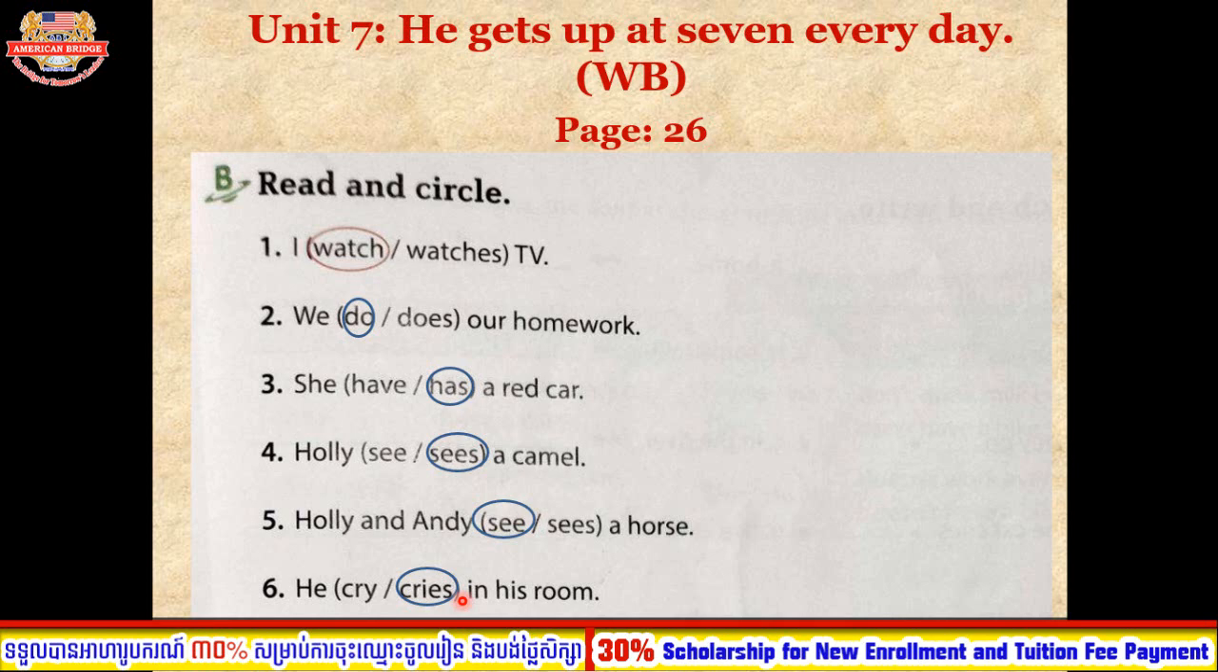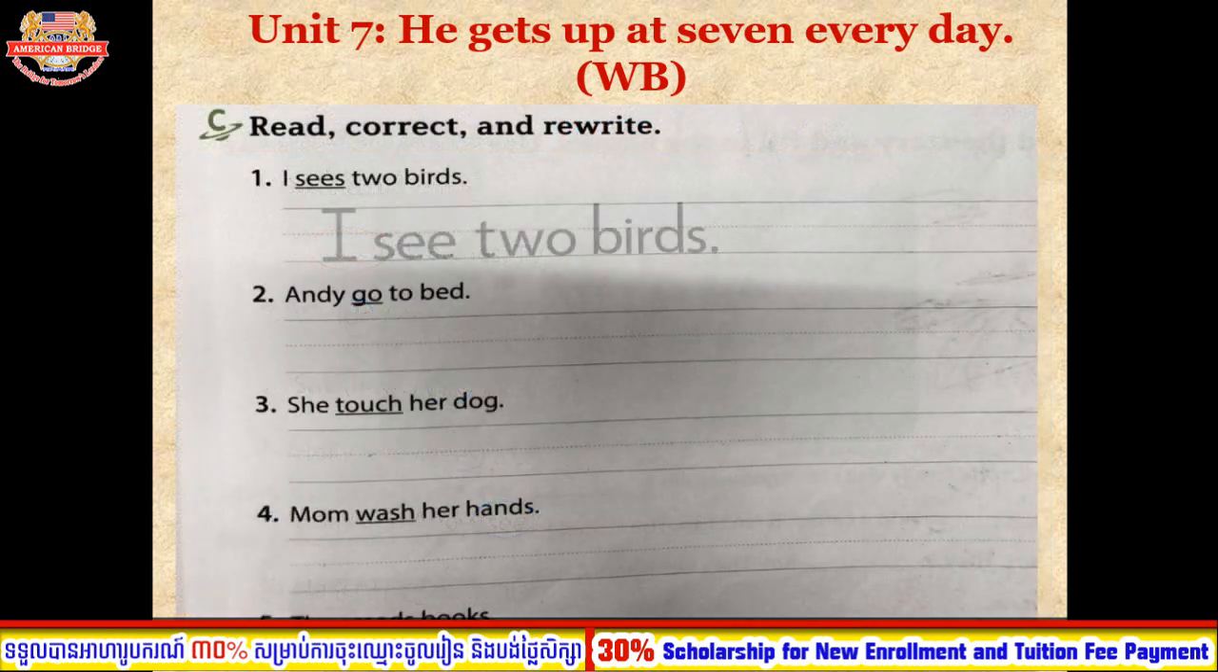Let's move to the other exercise in section C. Section C, they want you to read, correct, and rewrite. You just read, correct, and rewrite. So now let's read with me all together, okay? Number 1, I see 2 birds. Based on the sentence, can you find the mistake? Yes, see here, the underlined one. Because I sees, but here we do not add S because I uses the original verb, right? So we just say I see 2 birds.